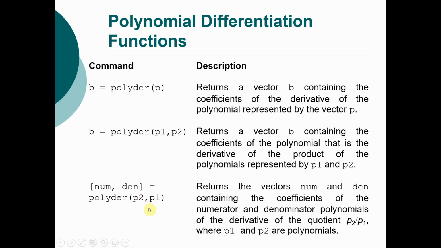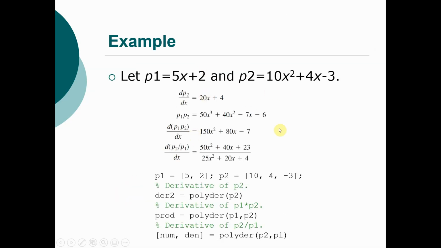And if you have two inputs and you ask for two outputs, it gives you the derivative of p2 over p1, with the coefficients for the numerator and the vector of coefficients for the denominator. Here you see an example. If p1 is 5x plus 2, the vector of coefficients is 5 and 2, as shown here. P2 is 10x squared plus 4x minus 3, and the vector of coefficients is 10, 4, negative 3.